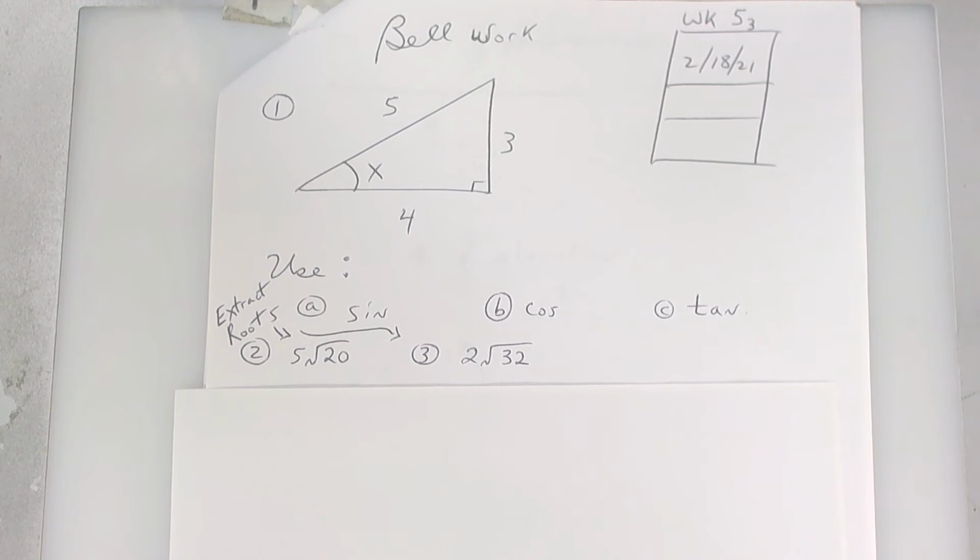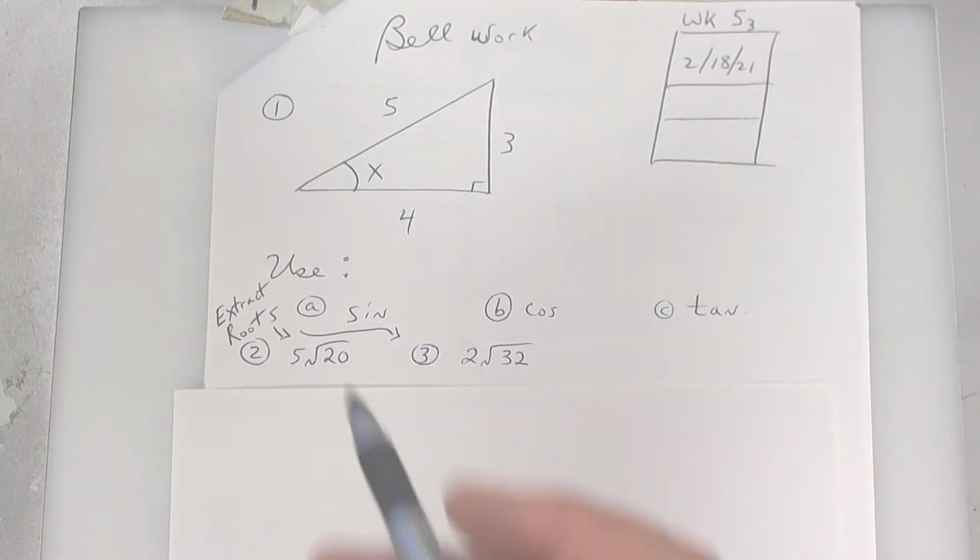All right, let's talk about this. All right, now look, 3, 4, 5, right triangle. That is a classic right triangle, okay?